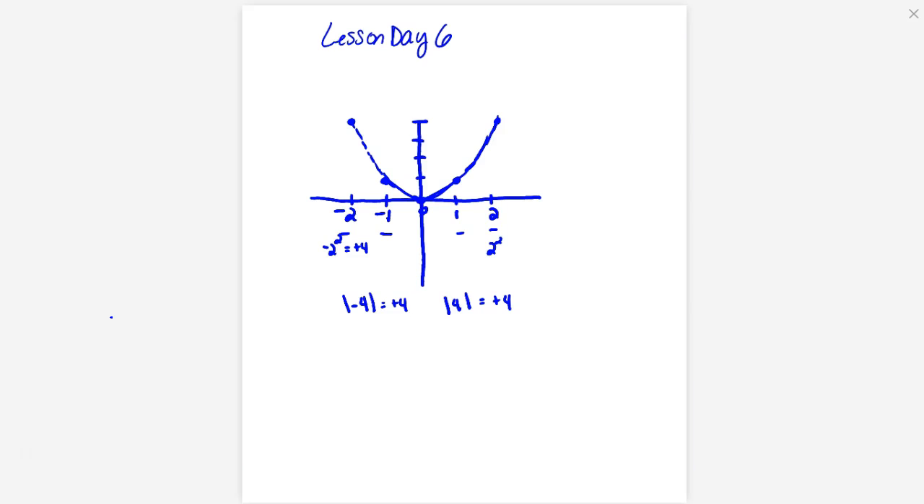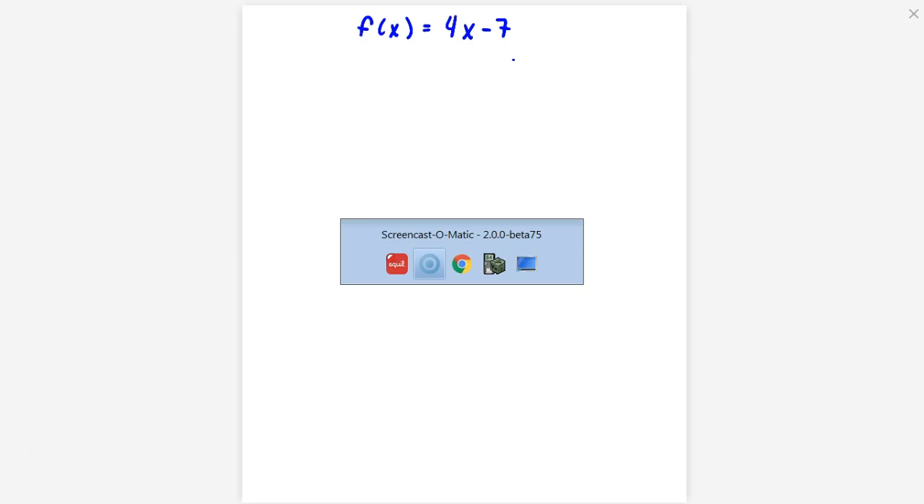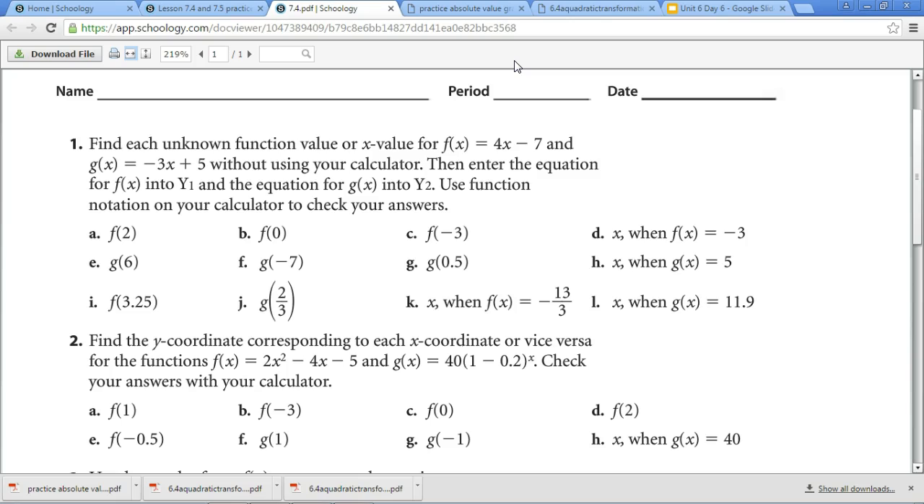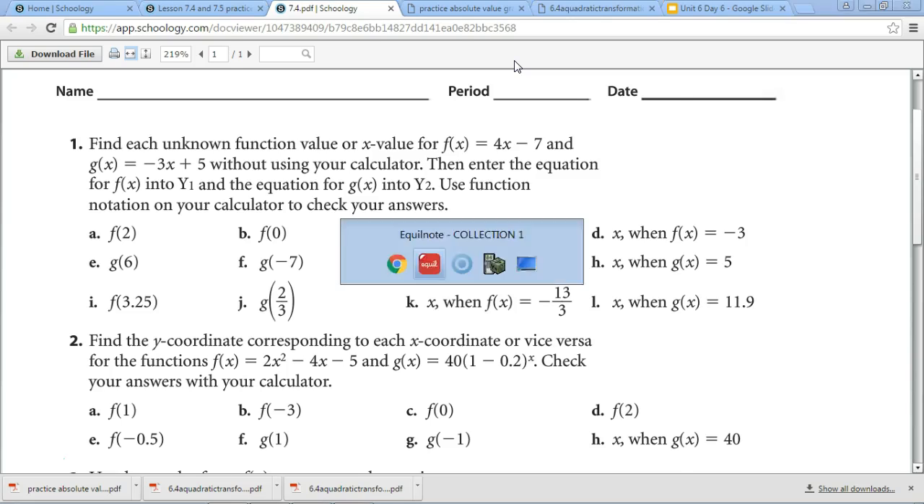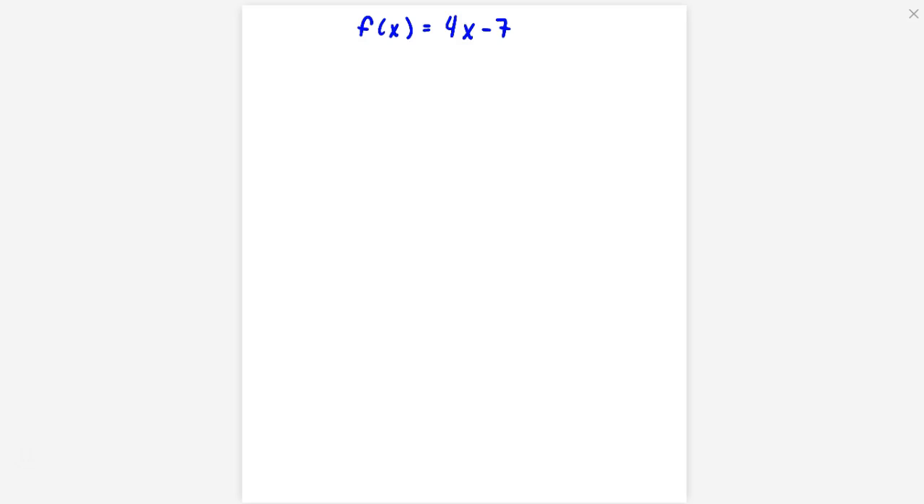Oh, sorry guys, let's see. So f of x is 4x minus 7. And what did it want us to do? F of 3.25. You see how instead of x, I have substituted in 3.25. I'm going to do it on this side.